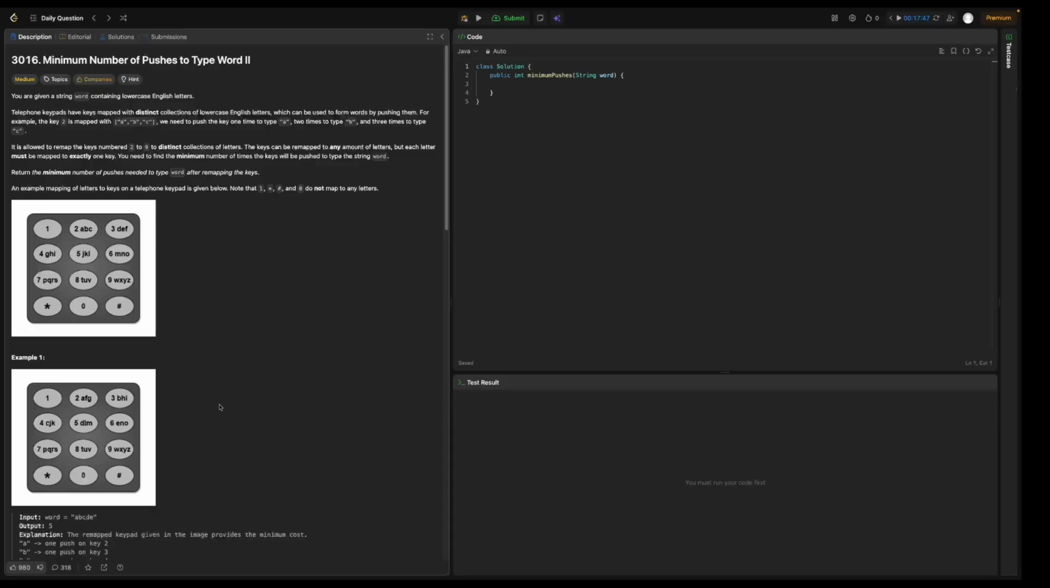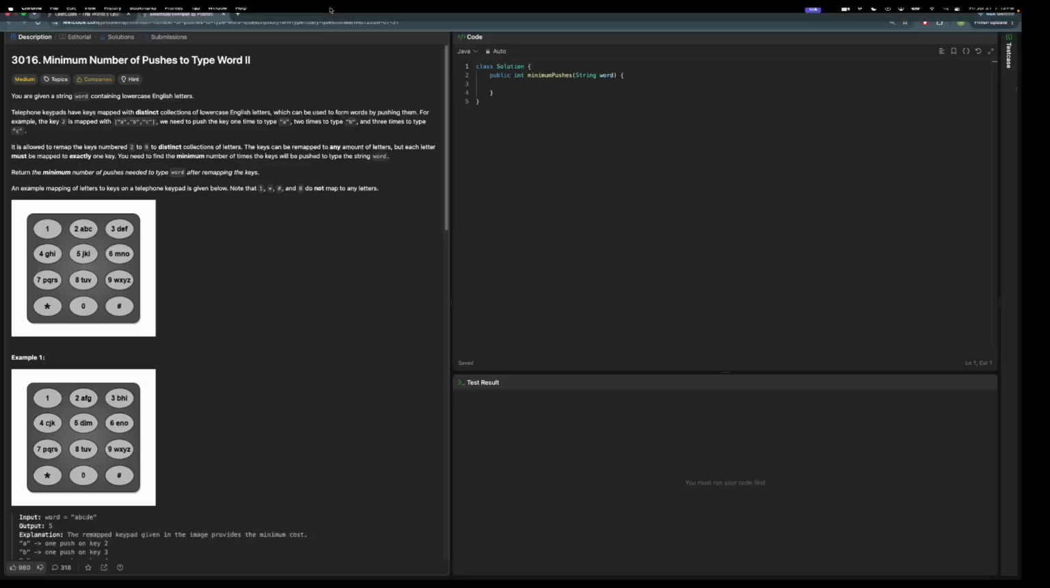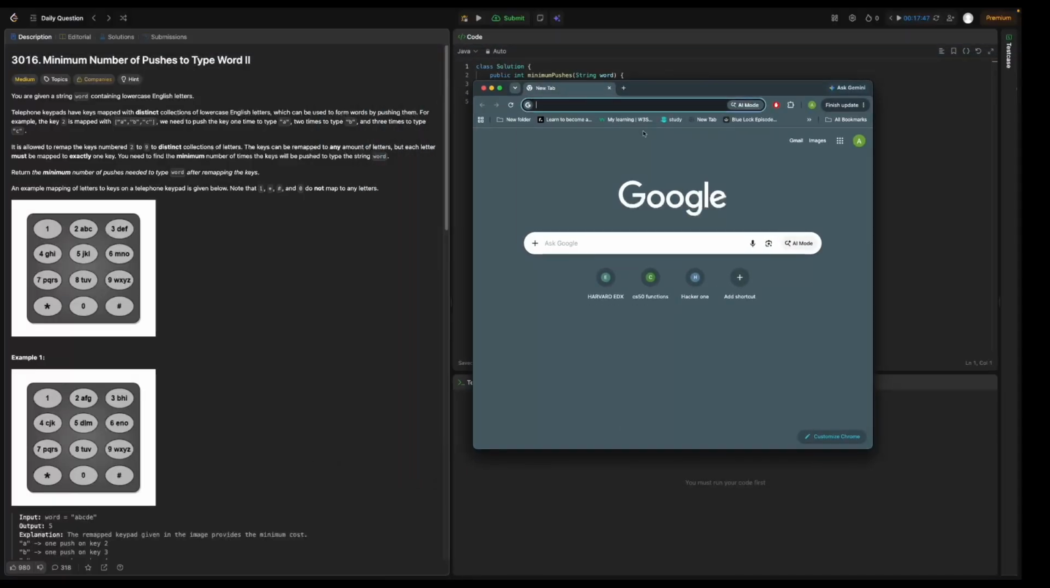So you are given a string word containing letters. A keypad has keys mapped with distinct collections of lowercase English letters which can be used to form words by pushing them. For example, key 2 is mapped with ABC, so we need to push the key one time to type A and two more times to type B. It is allowed to remap the keys numbered 2 to 9 to distinct collections of letters. Keys can be remapped to any number of letters, but each letter must be mapped to exactly one key. You need to find the minimum number of times the keys will be pushed to type the string word. The thing is, let's try to figure it out.